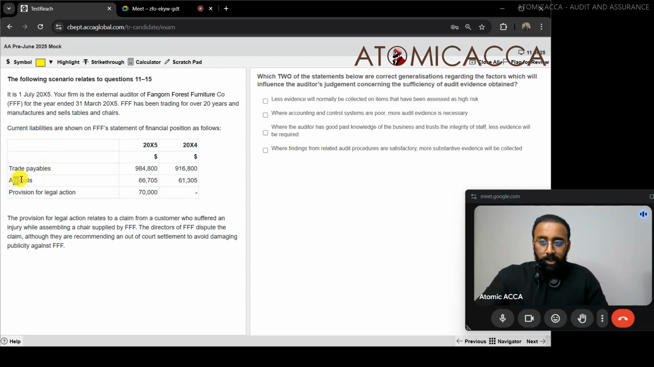Okay, this is not accrued income. This is accrued expense itself. This is trade payable. So all of this is liability only. Then provision for legal action. Okay, something came up in the current year for 70,000.